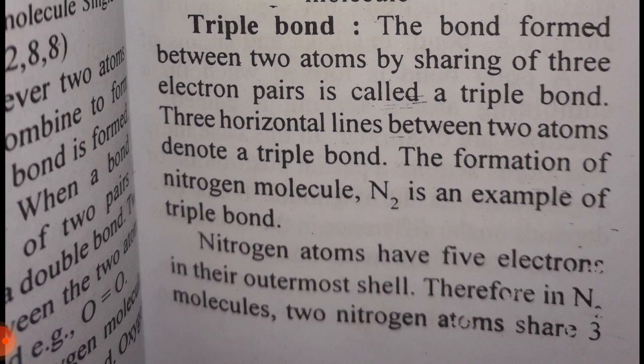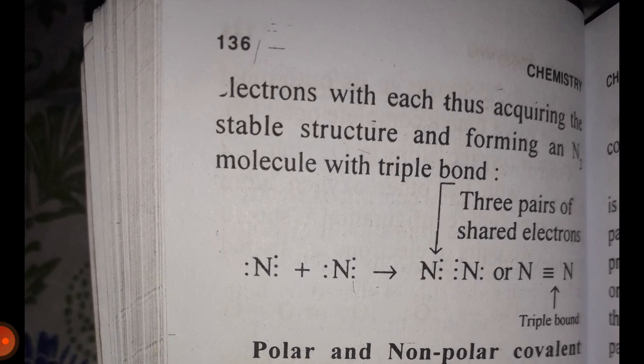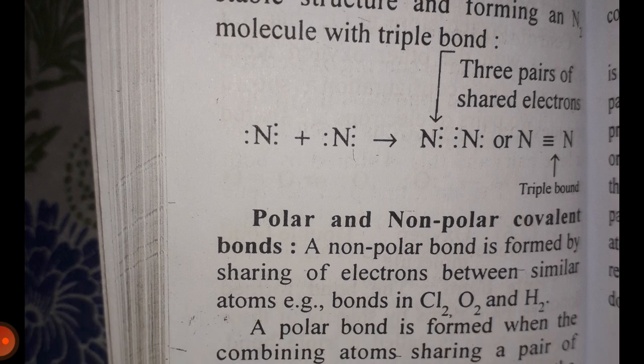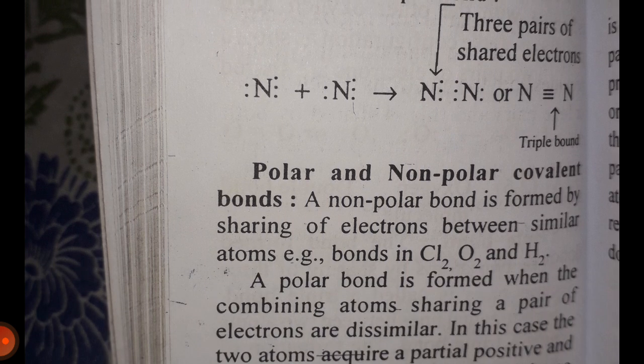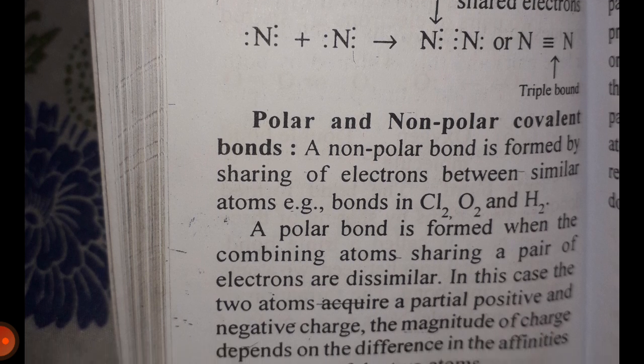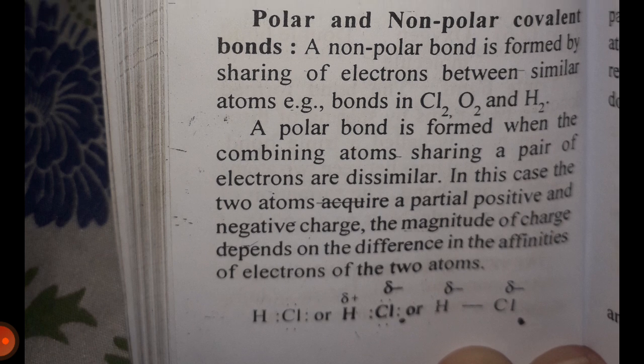Nitrogen atoms have 5 electrons in their outermost shell. Therefore, in the N2 molecule, two nitrogen atoms share 3 electrons each, thus acquiring a stable structure and forming a nitrogen molecule with a triple bond. Three pairs of shared electrons. N triple bond N.